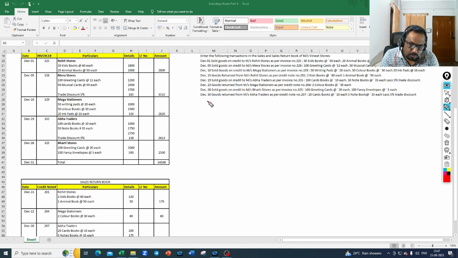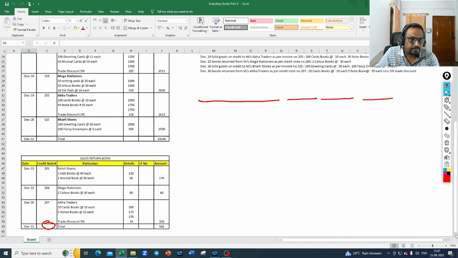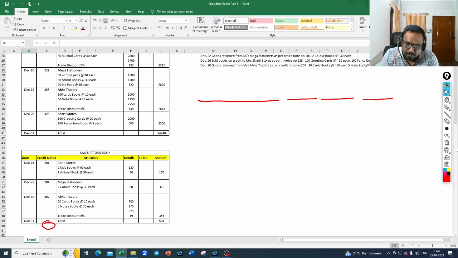Next one, goods returned from Abha Traders as per credit note number 207. 207 has been recorded here. 20 card books at 10 rupees each, 5 notebooks at 35 rupees each. Let me move this a little bit above so that you can see the problem clearly. Okay, now you see.